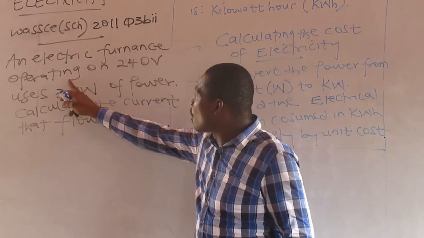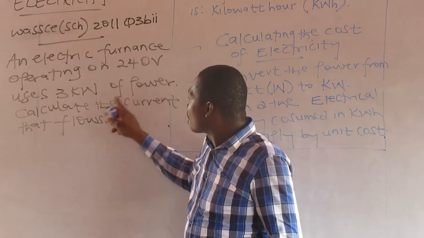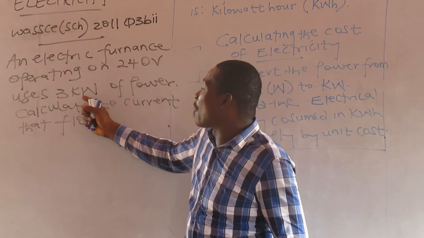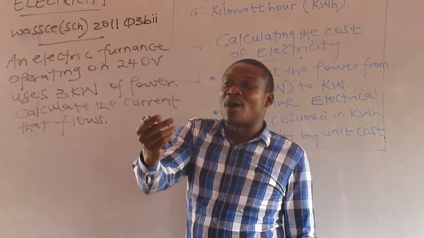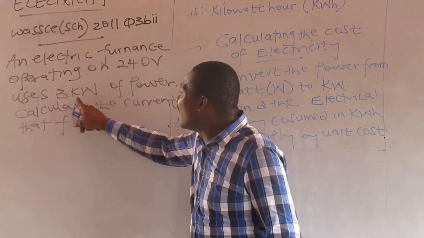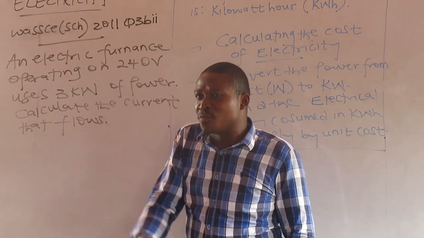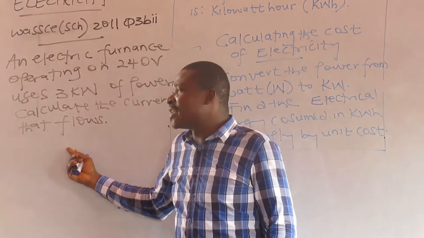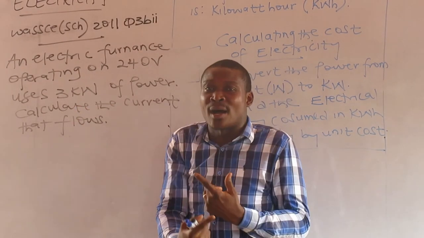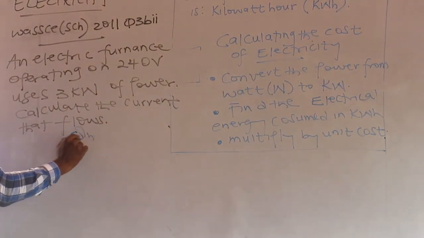An electric furnace operating on 240 volts uses 3 kilowatts of power. Calculate the current that flows. If you just go ahead and calculate the current using 3 kilowatts, you'll be wrong. We only leave the power in kilowatt hour when we are calculating electrical energy consumed. Are we calculating electrical energy consumed? We are rather calculating the current. So you need to change the power to watts. Are you okay? Good.